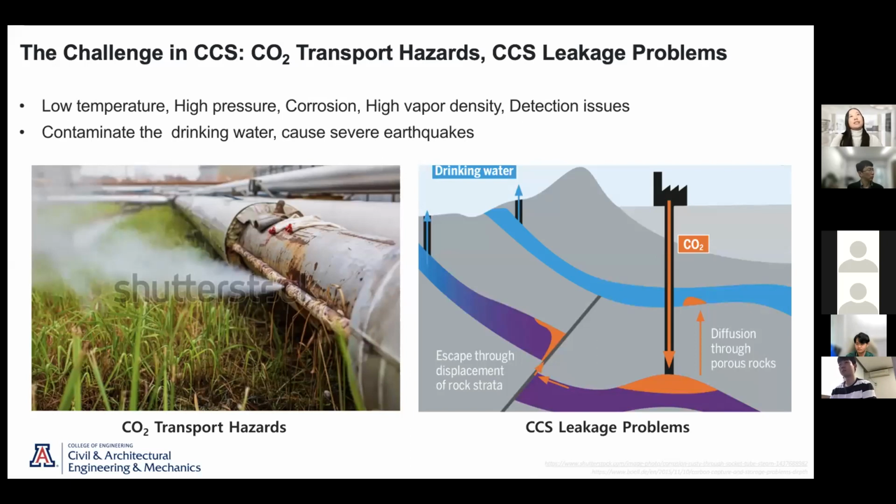Here are examples of CO2 transport hazards. CO2 gas requires low temperature and high pressures, and it leads to corrosion or fracture of the transport pipe. Another problem of CCS is leakage. If the stored CO2 underground leaks, it can contaminate the drinking water, which is only 3% of total water, and also cause severe earthquakes.